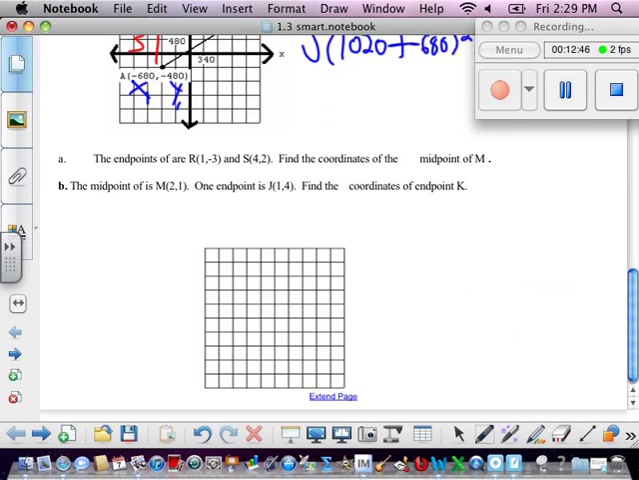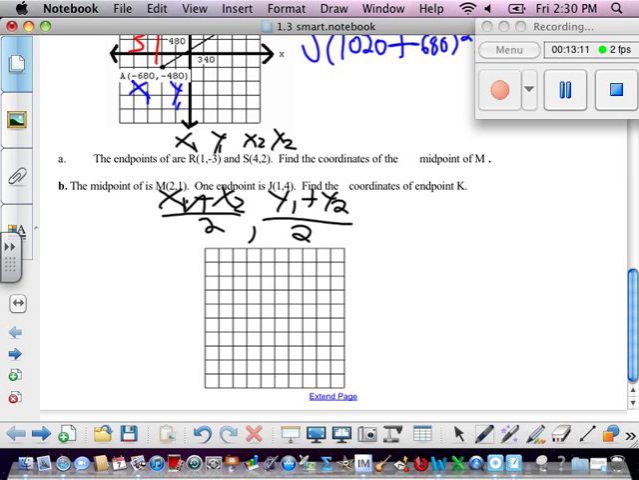Midpoint formula. Okay, so here are her 2 points. Remember, our midpoint formula is x1 plus x2 over 2, and y1 plus y2 over 2. So I'm going to make this x1, this y1, this x2, this y2. So x1 is 1 plus x2 divided by 2. y1 is negative 3 plus 2 divided by 2.